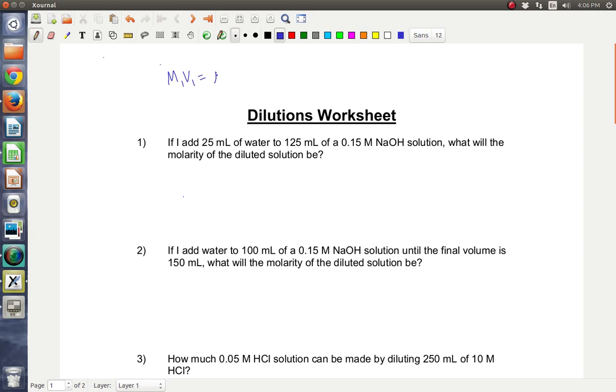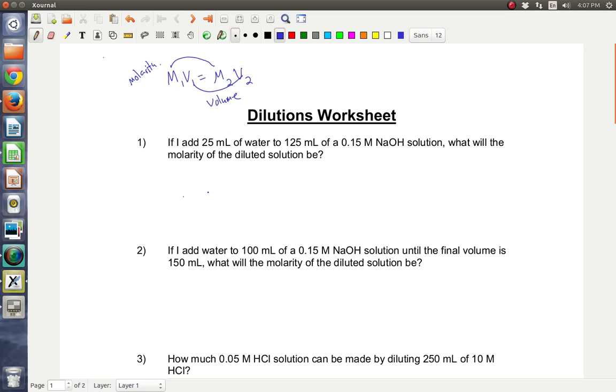M1V1 equals M2V2. The M's stand for molarities, and the V's stand for volume. For molarity, it's just moles per liter, but you just have to put the concentration value in. For the V's, whatever volume unit you use just has to be the same on both sides.